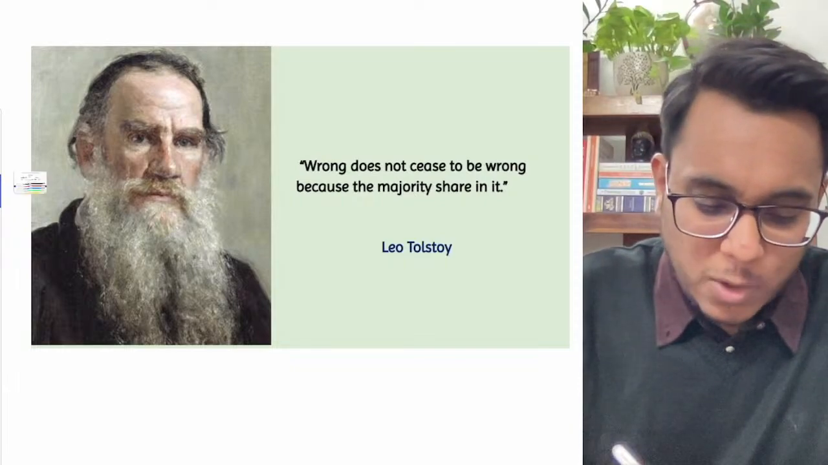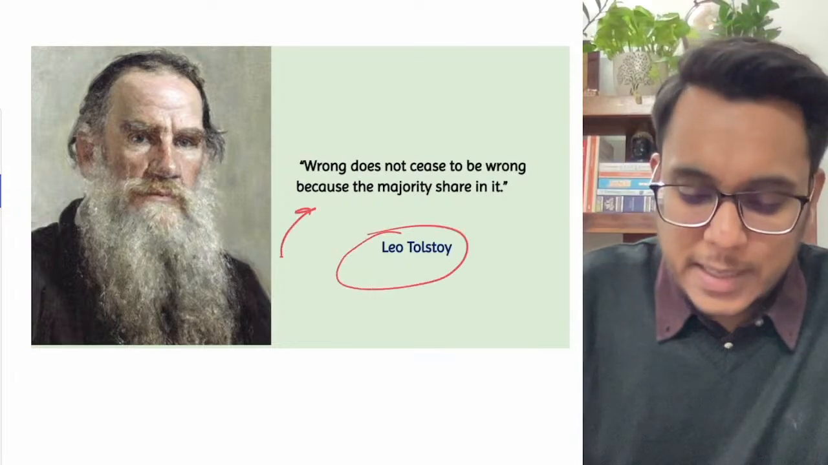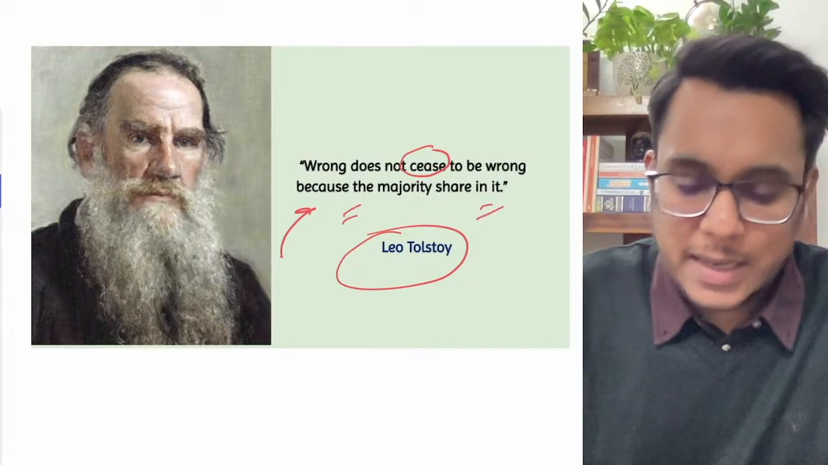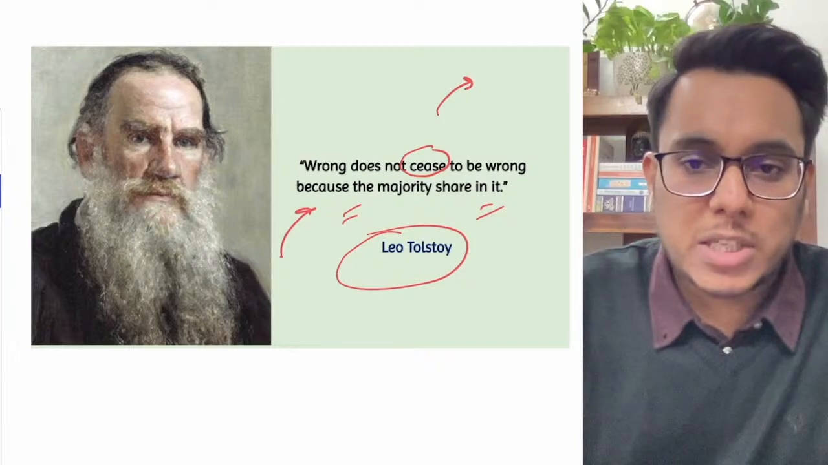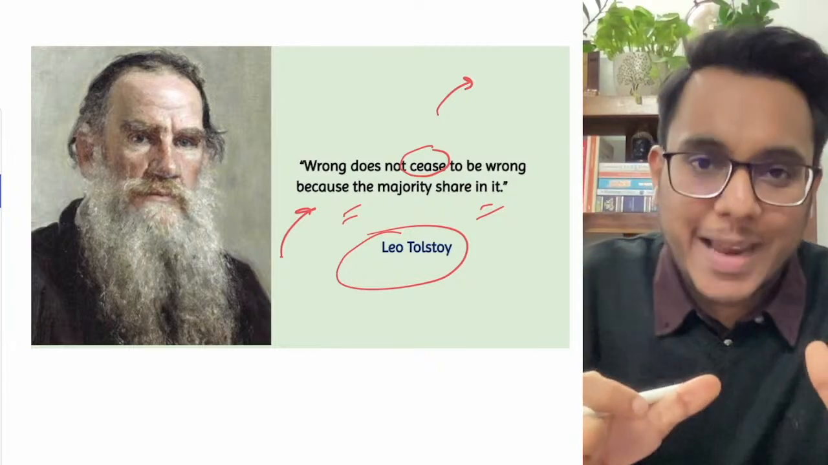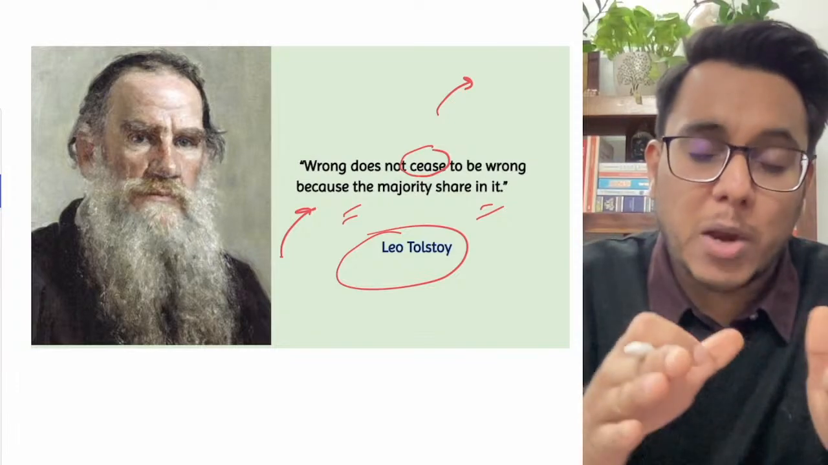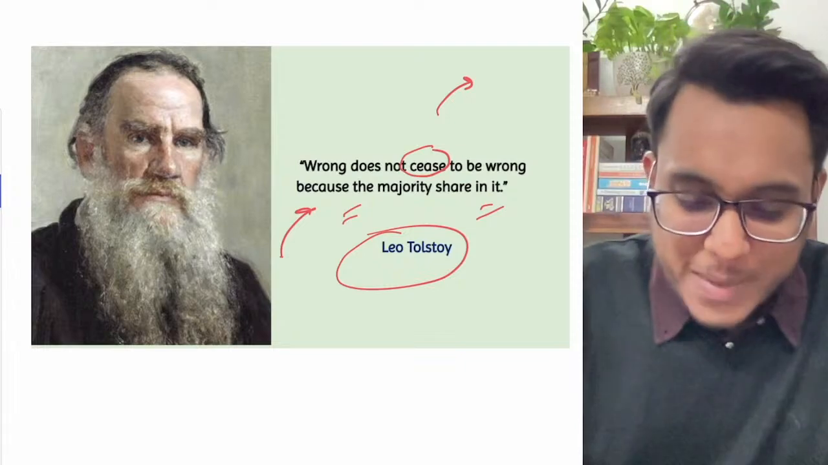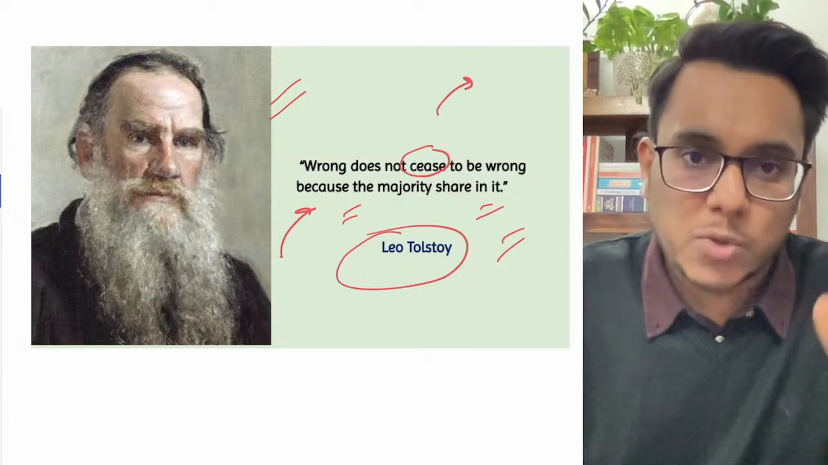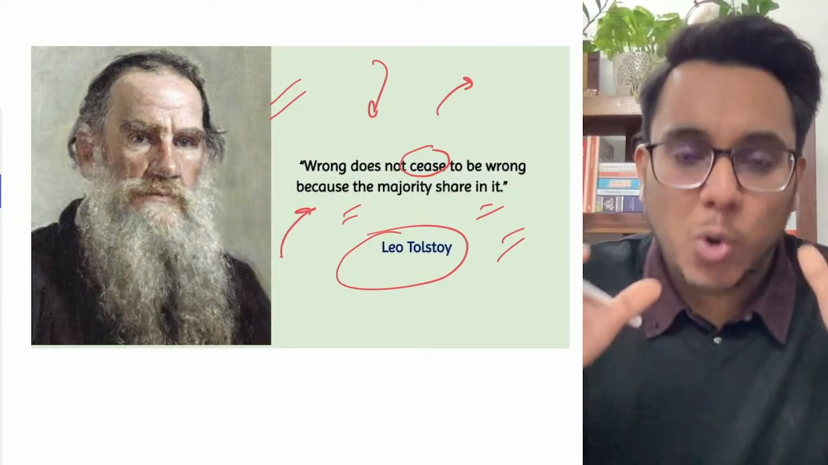So today we'll be taking the quote from Leo Tolstoy. Leo Tolstoy says that the wrong does not cease to be wrong because the majority shares in it. Clear? So the wrong does not cease to be wrong just because the majority shares in it. Okay, and at the same time, I will add one more line to this. At the same time, right does not become wrong because the majority doesn't believe in it. So basically, the right is right even if the society appreciates it or even if the society disapproves it. Okay, so right is fundamental in its own existence.